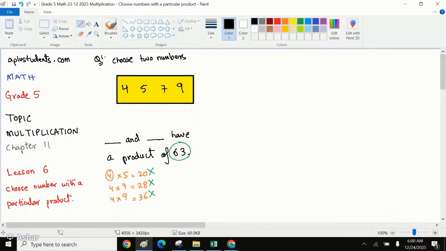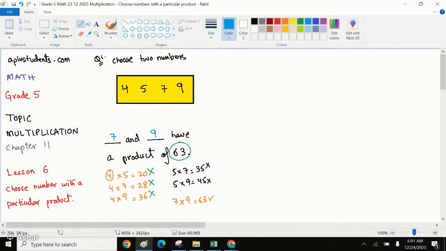Now we already did 5 multiplied by 4. Can we do 5 times 7 and 5 times 9? 5 multiplied by 7 was 35. We don't need this because we need 63. And what is 9 times 5? 9 multiplied by 5 is 45. We still don't need 45. What are we left with? 7 multiplied by 9. This is 63, and that is our answer. We can say 7 and 9 have a product of 63.